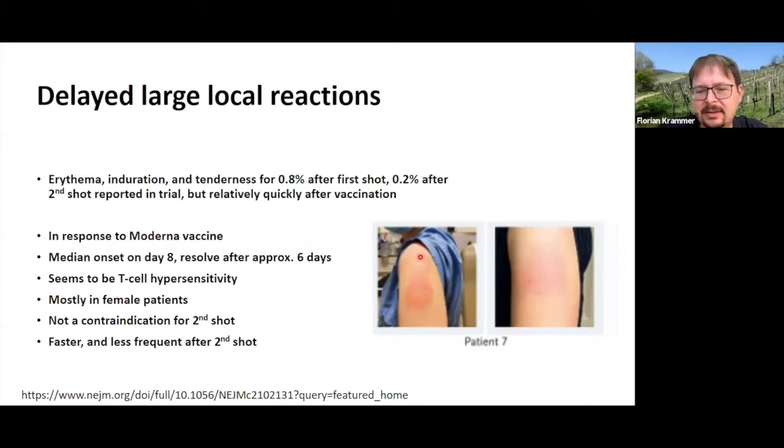It doesn't necessarily hurt. It's not dangerous at all. It's probably a T-cell hypersensitivity, and it resolves by itself. It just goes away. But of course, people saw that and were very alarmed. And we only see that with the Moderna, but not with the Pfizer vaccine.